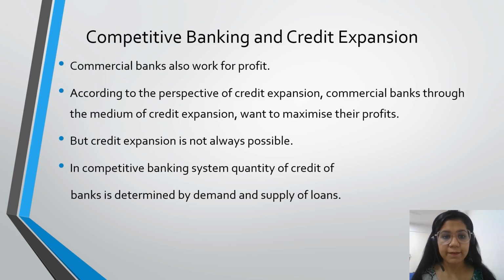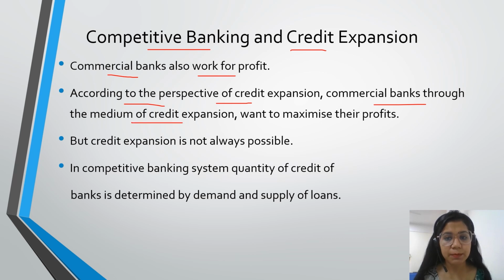So now that we are done with the limitations to credit creation capacity, we have to next study about the competitive banking and the credit expansion. So we know that commercial banks also work for profit. According to the perspective of credit expansion, commercial banks, through the medium of credit expansion, want to maximize their profits. How do they do that?